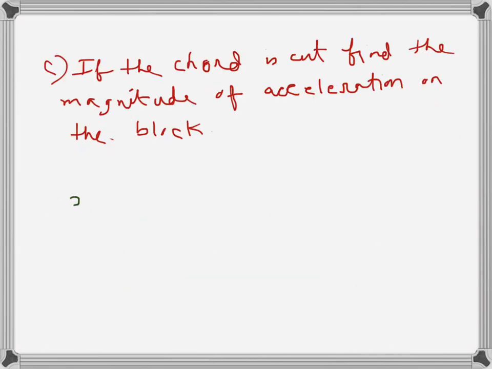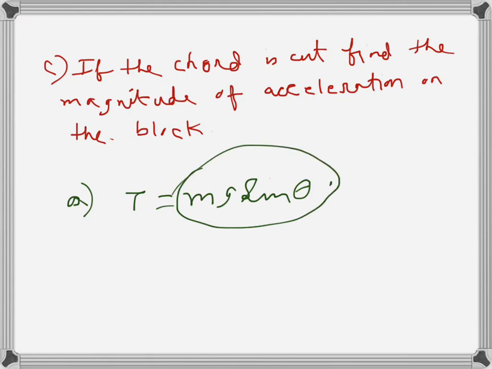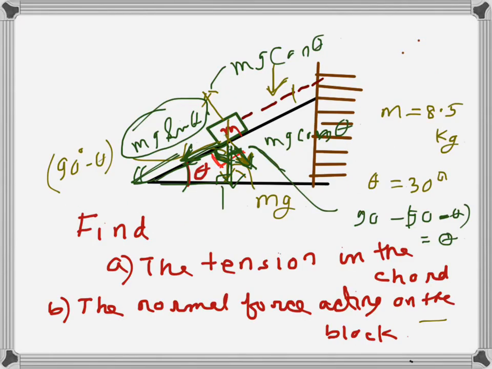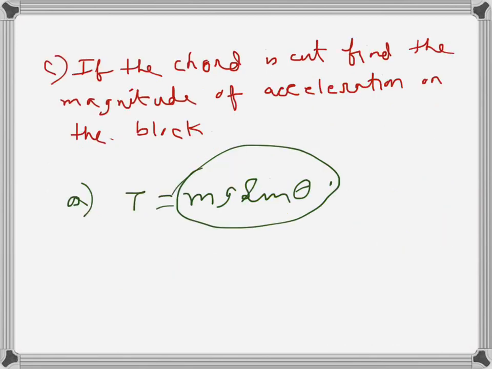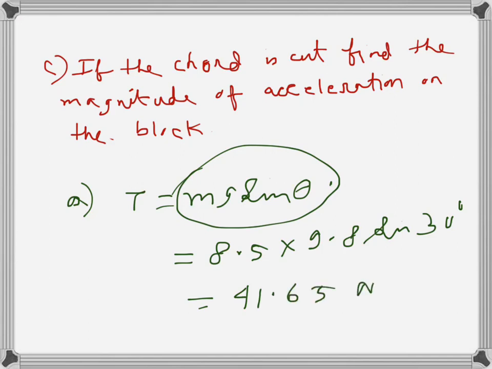So for part A, the tension in the cord will counteract this force, because the cord is supporting it and cancelling it. That way the object is steady there, not going upwards and not going downwards, just staying in a stable situation. So mg sin theta is 8.5 times 9.8 times sin 30 degrees, which equals 41.65 newtons, approximately 42 newtons.